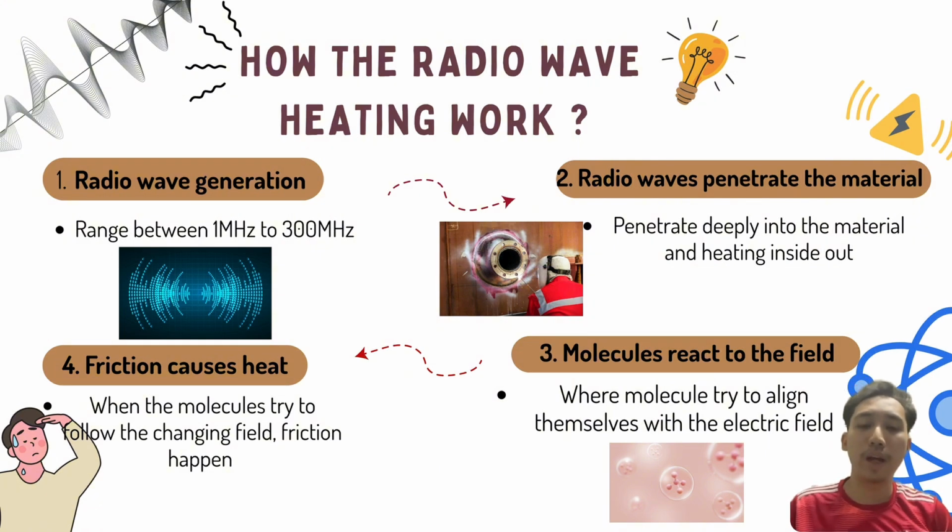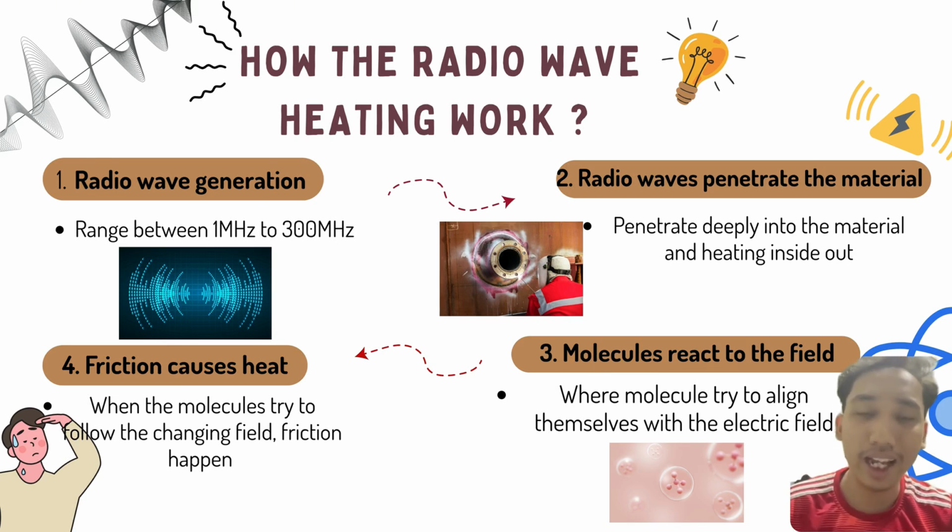Next, we have what happens when the radio waves reach the material. The object to be heated, like plastic, wood, or even human tissue, is placed either between electrodes or inside a coil that emits the RF waves. What's interesting here is that, unlike surface heating methods like an iron, these waves actually penetrate deep into the material. This allows the heat to start from the core and spread outward. For example, it's used to dry thick wooden panels or in medicine to heat beneath the skin without cutting it.